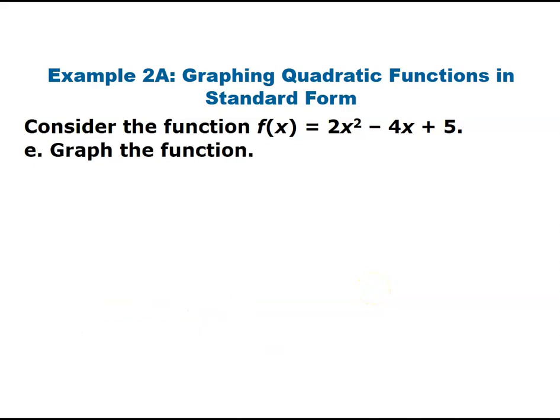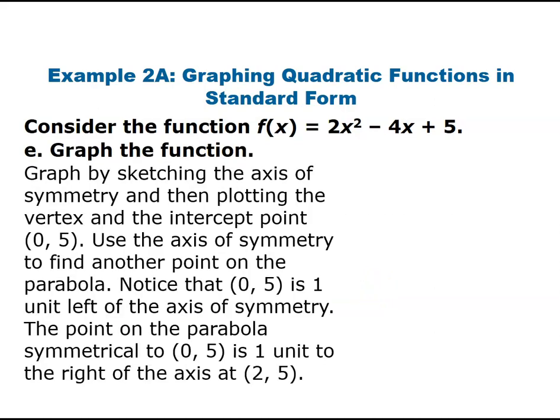So graph the function now. When you graph the function, sketch the axis of symmetry and then plot the vertex and the intercept point 0 and 5. Use the axis of symmetry to find another point on the parabola. Notice that 0, 5 is 1 unit left of the axis of symmetry. The point on the parabola symmetrical to 0, 5 is 1 unit to the right of the axis, at 2 and 5.